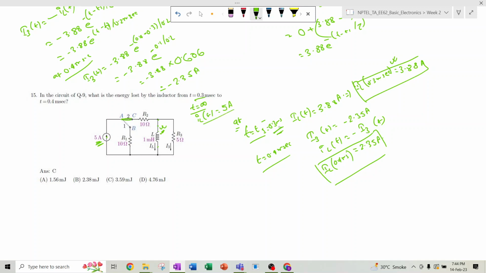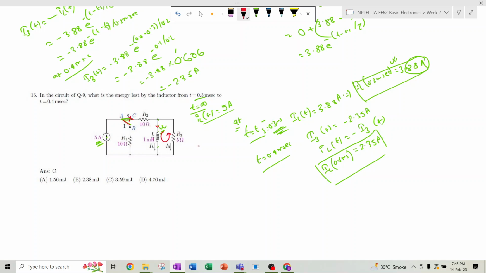So we have already found out that till t equal to 0.3 millisecond, the inductor has the current of 3.88 ampere. So till that point it is getting charged, and after 0.3 millisecond, the switch again connects A to B, and A and C become disconnected. Now this part of the circuit is isolated from the 5 ampere source. So basically whatever energy is stored in this inductor is going to dissipate through this resistor.